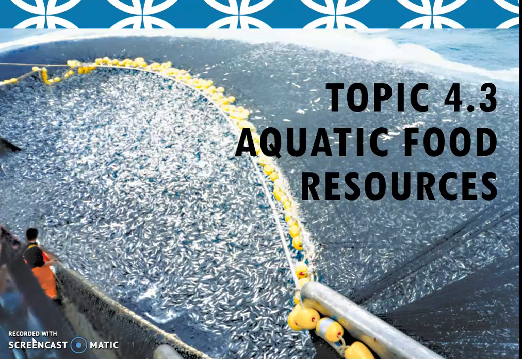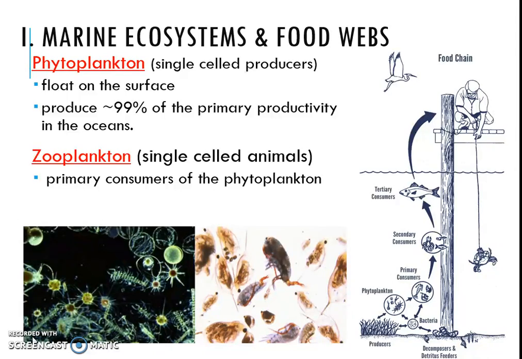IB Environmental students, let's get fishy and talk about aquatic food resources. There are two major role players in this that I want to mention at first, which are phytoplankton, our autotrophs or producers, and they make most of the photosynthesis happen in the ocean. And we also have zooplankton, zoo for animals, which are the consumers, primary consumers in the food chain.